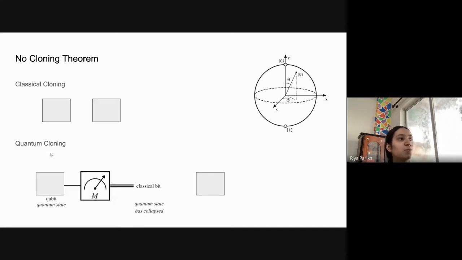Now coming to the no cloning theorem. When we try to read a bit and make multiple copies of it, we can do it any number of times. Say you can make multiple copies of a document, a txt file, etc. But if it's a quantum bit, you cannot clone it. You cannot make multiple copies of it unless you know how it was created.